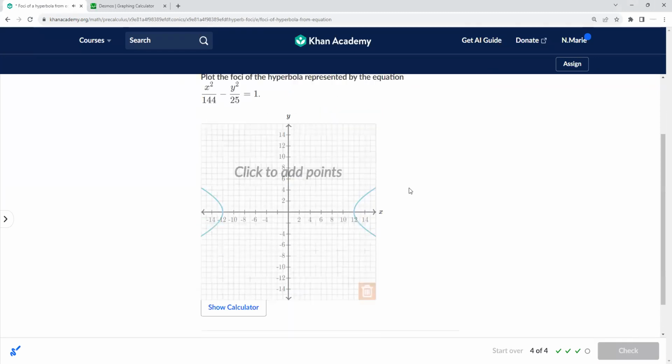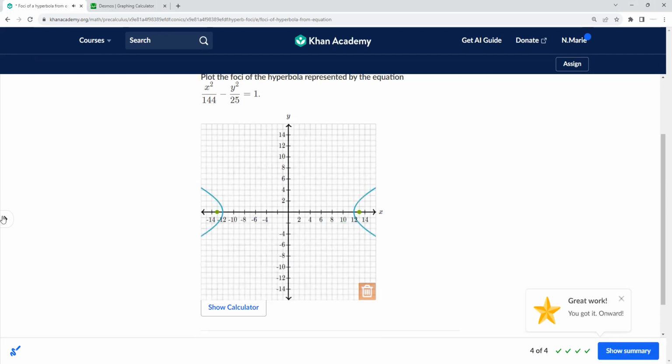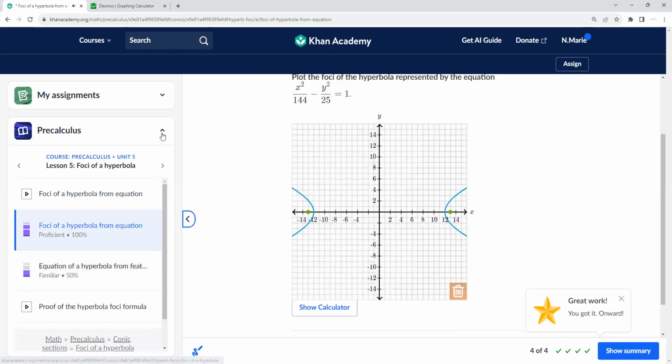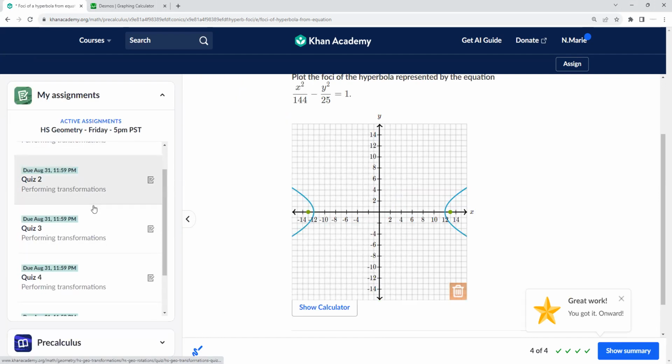And same thing here. I feel like we keep getting x-axis ones. This is the same as the last one. It's still at 13. And that's that. Pretty simple. Oops, what did I click?